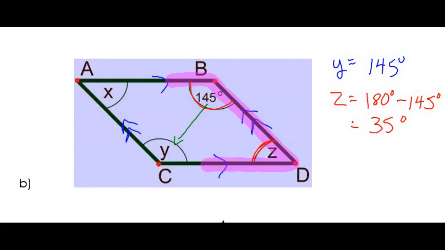And so there are a couple of different ways that I can use that to help me find out angle X right here. The simplest, I think, is just to notice that in this parallelogram, these angles right here are opposite one another, and that automatically lets me know that angle X has to also be 35 degrees, just like angle Z.